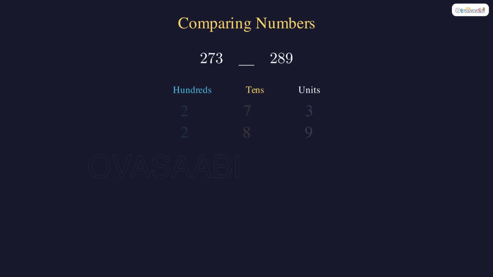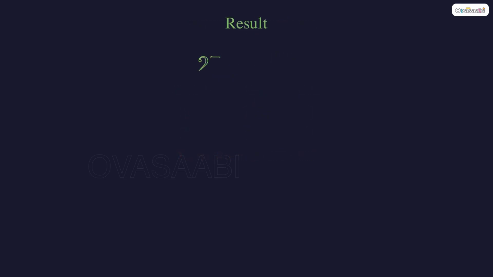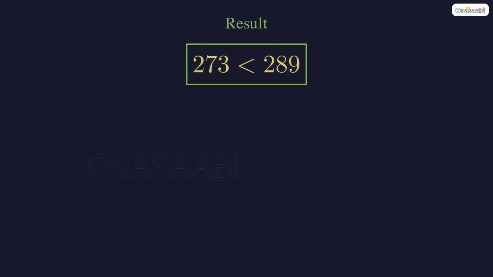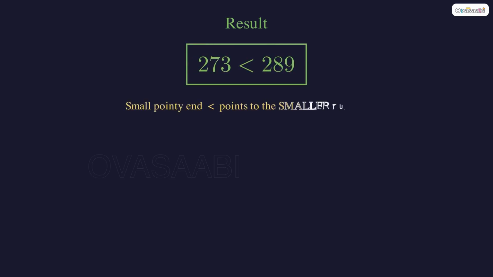Compare 273 and 289. Both have 200s, so check the tens. 7 tens is less than 8 tens, so 273 is less than 289. We write 273 is less than 289 using this symbol. Remember, the small pointy end points to the smaller number, like a hungry crocodile eating the bigger one.